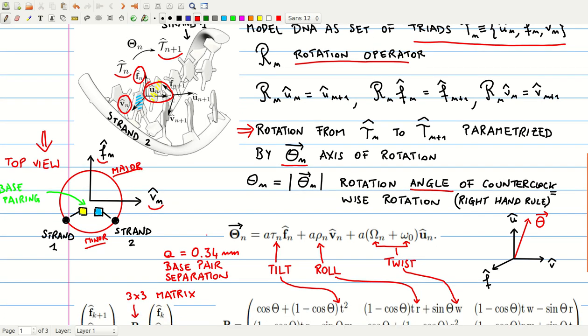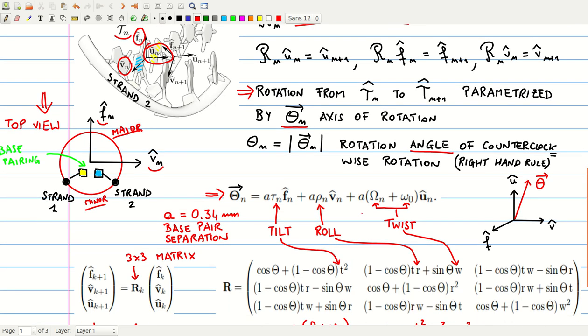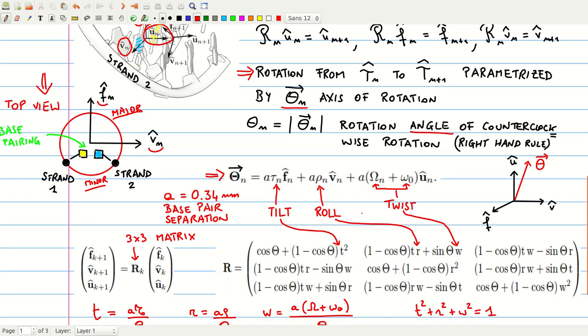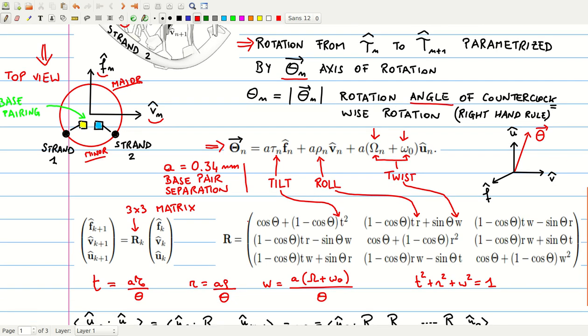The vector theta can be written in components along the local triad. This defines the quantities tilt, roll, and twist. Tilt and roll describe bending deformation. The twist has an intrinsic part, omega naught, and an excess part, capital Omega. Note that here the parameter a is the distance between the consecutive base pairs, considered to be fixed, a equal to 0.34 nanometers.